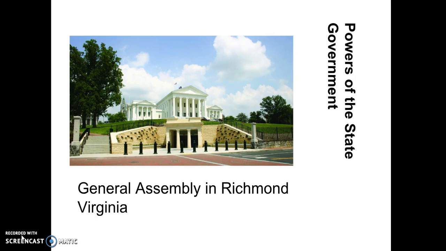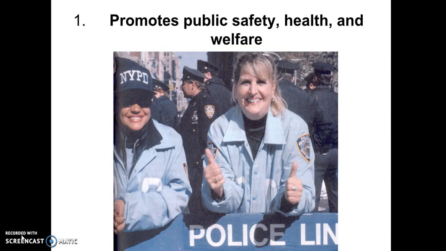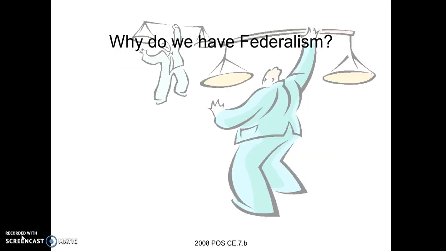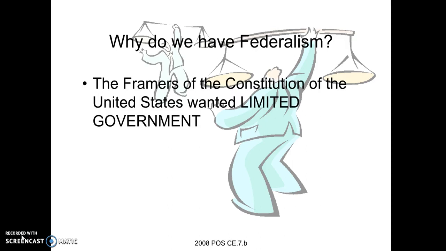This is a picture of the General Assembly in Virginia. The General Assembly does things very similarly to how Congress does it, but the laws passed in the General Assembly are only for the state of Virginia, whereas the laws in the U.S. Congress are for the whole nation. So states promote public safety, health, and welfare. Why do we have federalism?